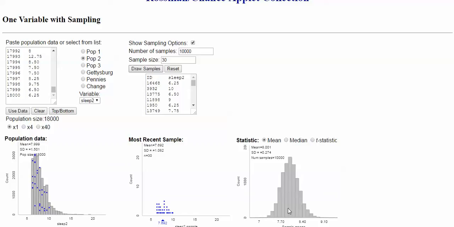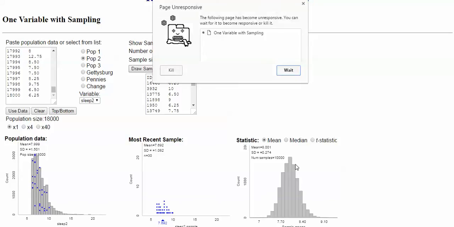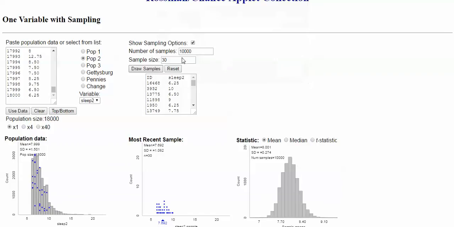And we can see that the sampling distribution has a roughly normal shape, even though each of the samples came from this skewed population. I wanted to talk a little bit about why it ended up being a normal shape instead of the skewed shape that we saw before. First, I'll need for this to refresh, I think.